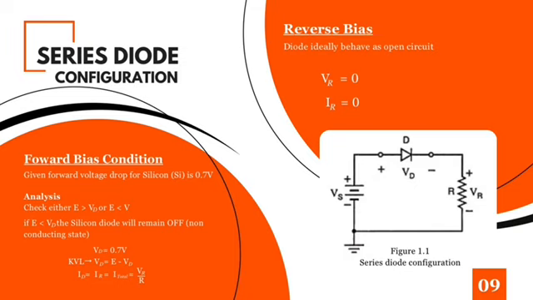First, we need to check if the input voltage is greater than the voltage drop across the diode. This is because for the diode to conduct, the input voltage needs to exceed this threshold.